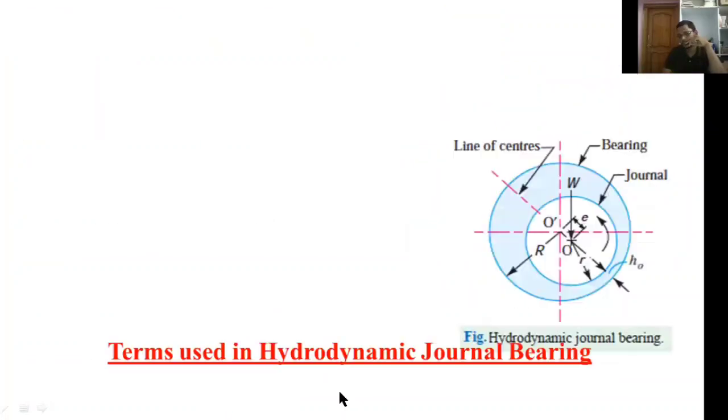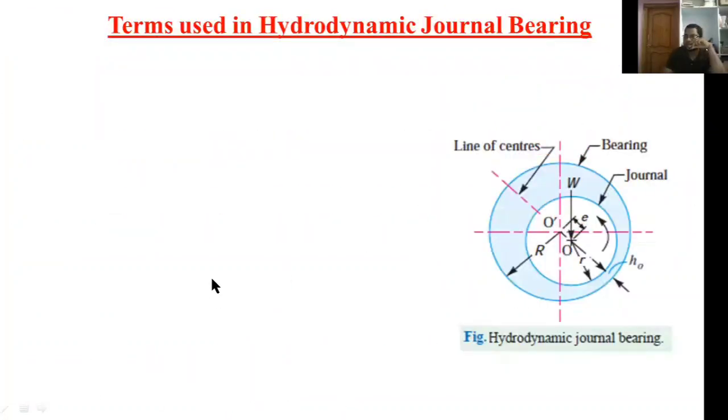The line of action of resultant oil pressure must coincide with the line of action of the external load between the surfaces. Now, I am explaining about terms used in hydrodynamic journal bearing. This diagram shows a hydrodynamic journal bearing. Here this outer circle is the bearing, a stationary element, and this inside circle is a journal or shaft.